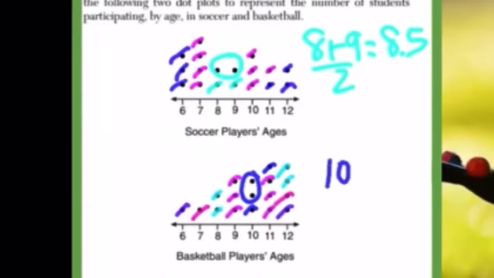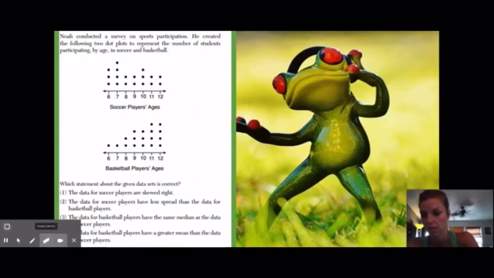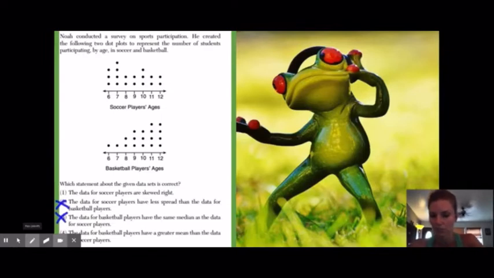So let's read option 3 again. It says the data for basketball players has the same median as soccer players. Is that true? Are they the same? No. So that's out. So option 2 is out. Option 3 is out. I'm pretty sure option 1 is out too, but let's see. Number 4 says the data for basketball players has a greater mean than the data for soccer players. So now we have to find the average.